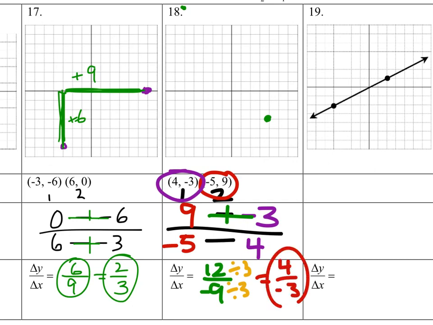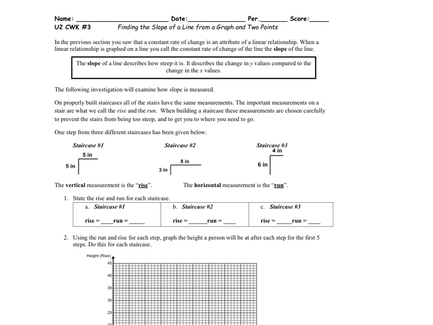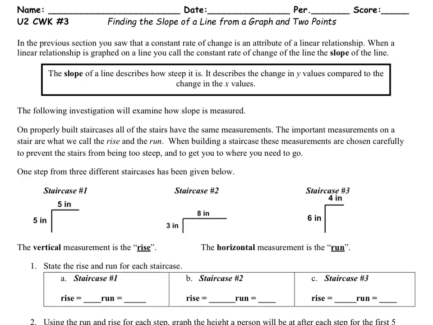So, in the previous section, you saw that a constant rate of change is an attribute of a linear relationship. When a linear relationship is graphed on a line, you call the constant rate of change of the line the slope of the line. So, slope.